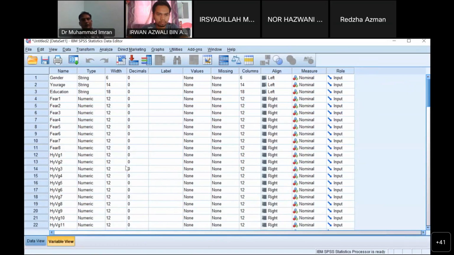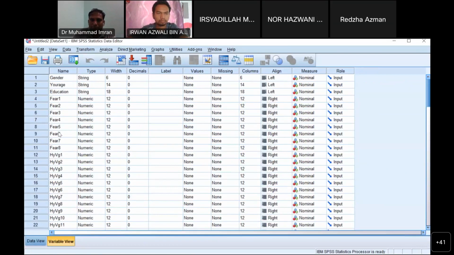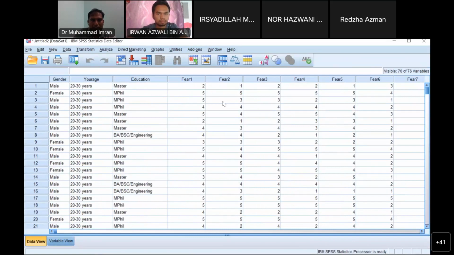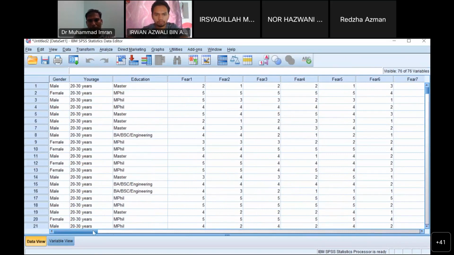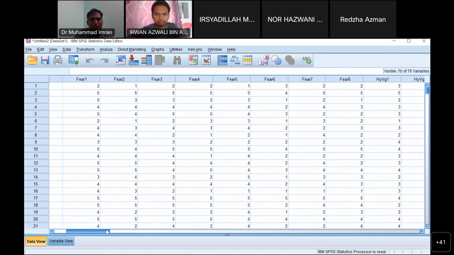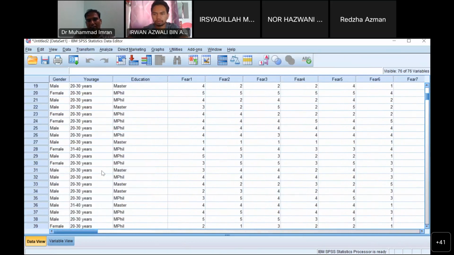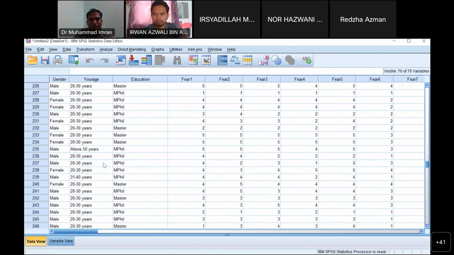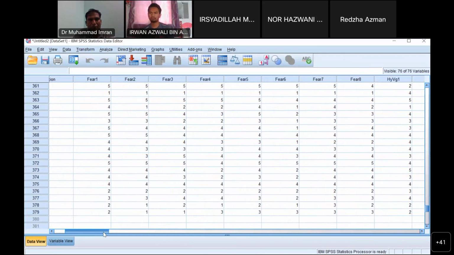Now you can see, rather than putting in so much effort, the whole set of variables, one by one. Data view. Now you can see the data view. Here, male, female, female. Also see the responses which we received or collected from the respondents. Understand? This one is the fair 1, fair 2 variables.